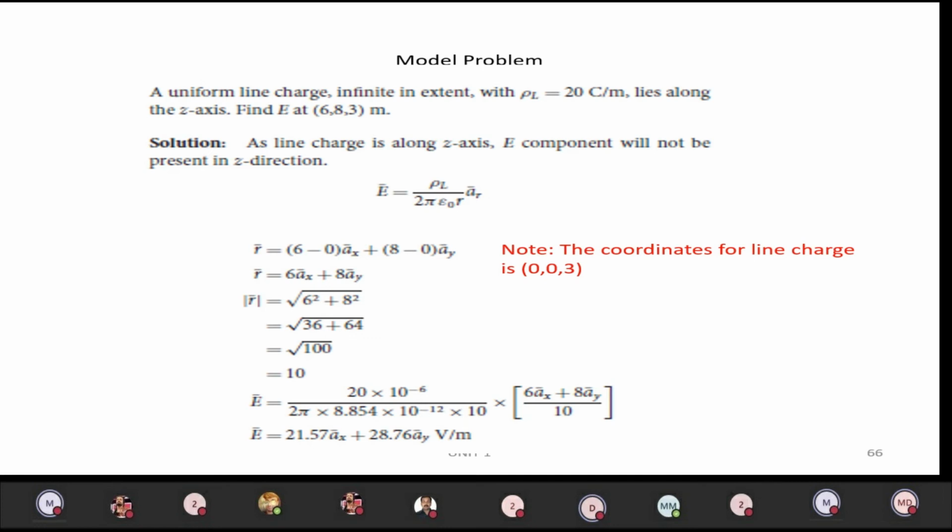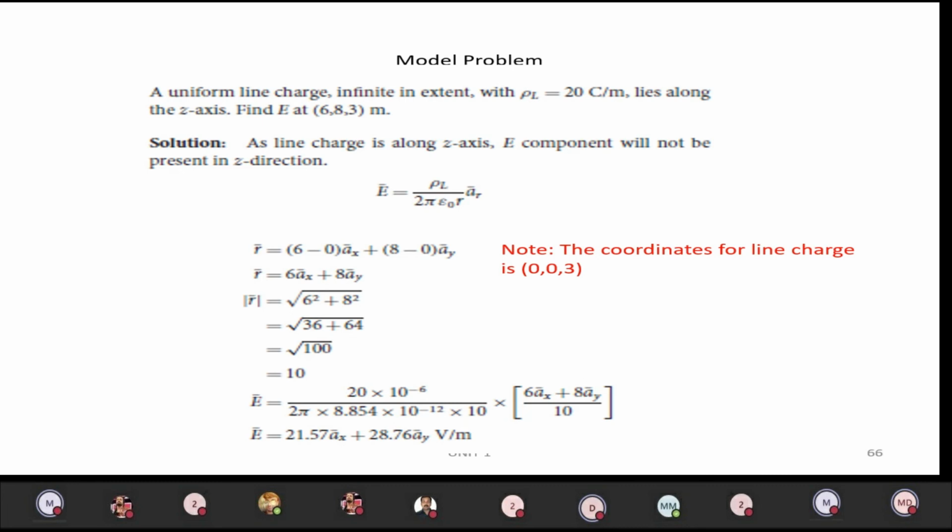For that we need two points. One point we have is (6,8,3). What will be the other point? That's what I represented in the note there: the coordinates for the line charge will be (0,0,3). Why I have substituted 3 here: you see the statement, the line charge is lying along the Z axis. So at that point on the line charge, you will not be having electric field.